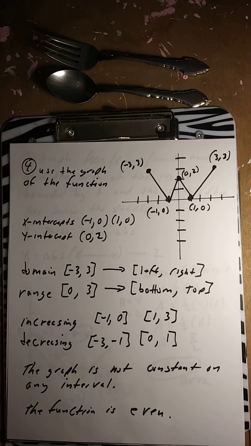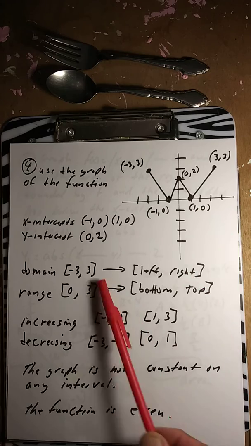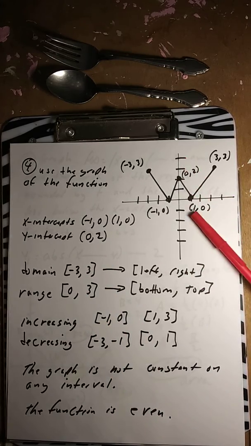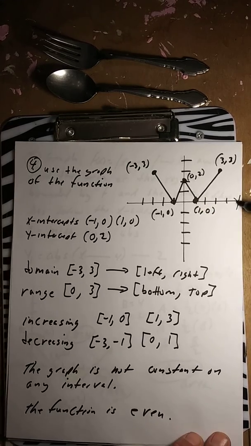Use the graph of the function right here. Big W right there. So, x-intercepts. These are the x-intercepts right here: negative 1, 0 and 1, 0. Y-intercept, right there. This is the y-axis right here. Again, this is the x, and this is the y right there.